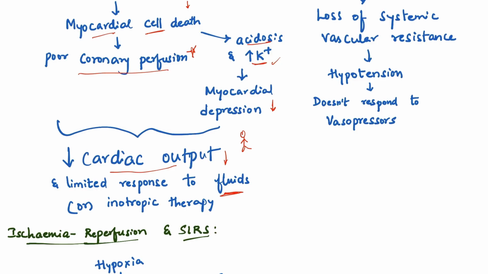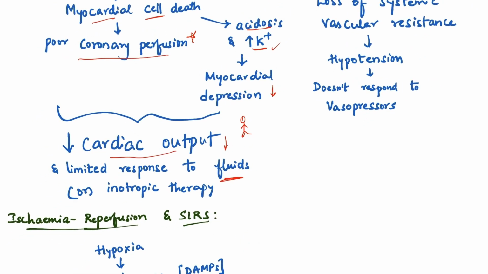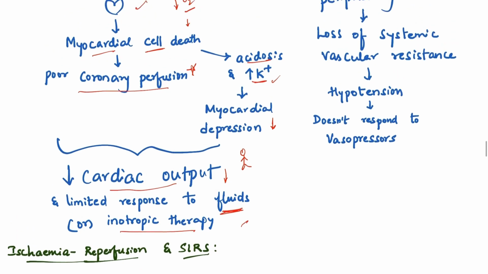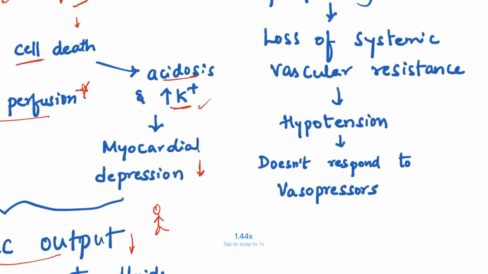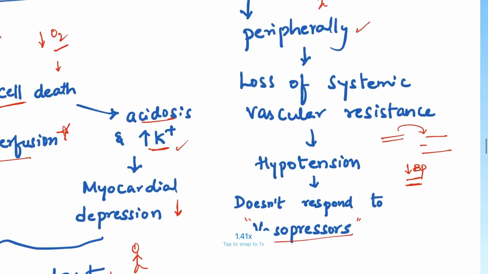It will say, I won't eat, I won't drink, I don't want anything. You will say no in depression. In the same way, there will be limited response to fluids or any inotropic therapy. And in the peripheral system, there will be loss of systemic vascular resistance, leading to vasodilation of the blood vessels. This vasodilation will cause decrease in blood pressure, hypotension. So this will not respond to vasopressors in case of unresistable shock.